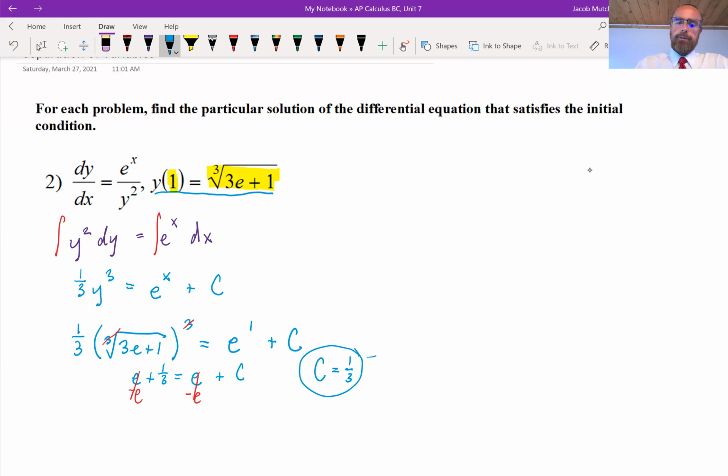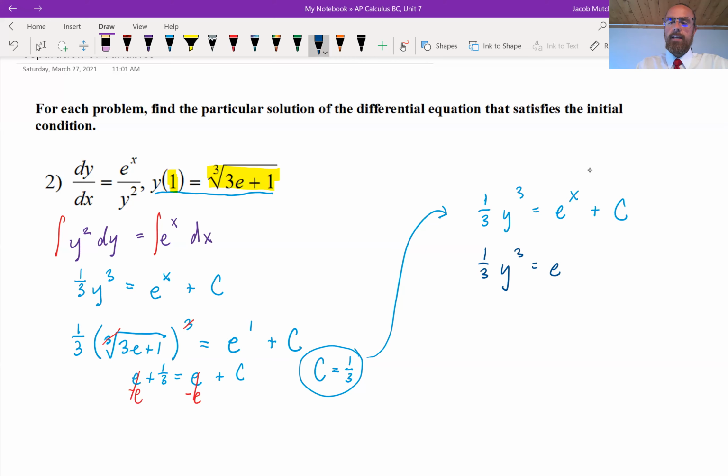So we're ready to create our particular solution. I'm going to pick up our general solution, which again is 1/3 y cubed equals e to the x plus c. At this point, I'm going to plug in the c value so that our solution becomes particular. That'll be 1/3 y cubed equals e to the x plus 1/3. And that's a good particular solution.